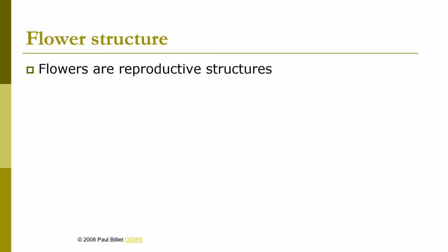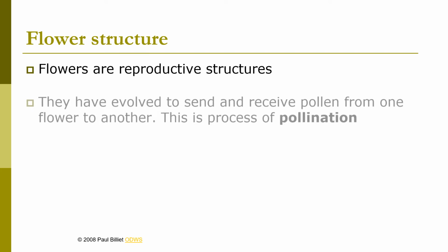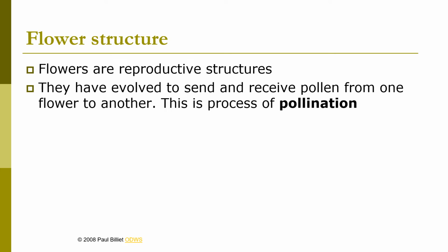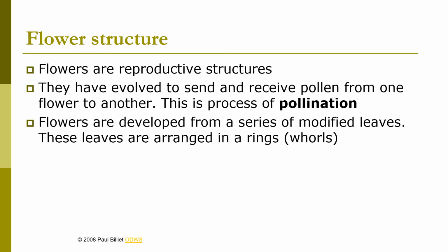We also need to understand the different functions of the flower. First, the flowers are the reproductive structures of the plant. Second, they have evolved to send and receive pollen from one flower to another, which is called pollination. And third, flowers are developed from a series of modified leaves. These arrangements are called whorls. These special structures of flowers help the plant to effectively reproduce and multiply like other organisms.